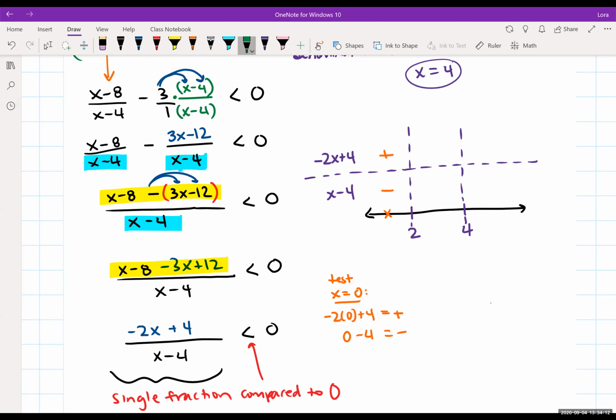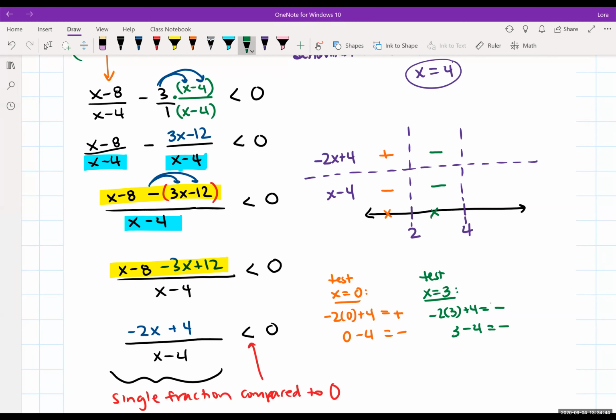In the middle, between 2 and 4, I know we can pick any number, but I like integers, so I'm going to go with 3. And if I do that, I have negative 2 times 3 plus 4. So that's going to give me negative 6 plus 4, which is going to give me a negative. So that's where I'll plot it. And now I have 3 minus 4. So that gives me also a negative. I'll plot that again.